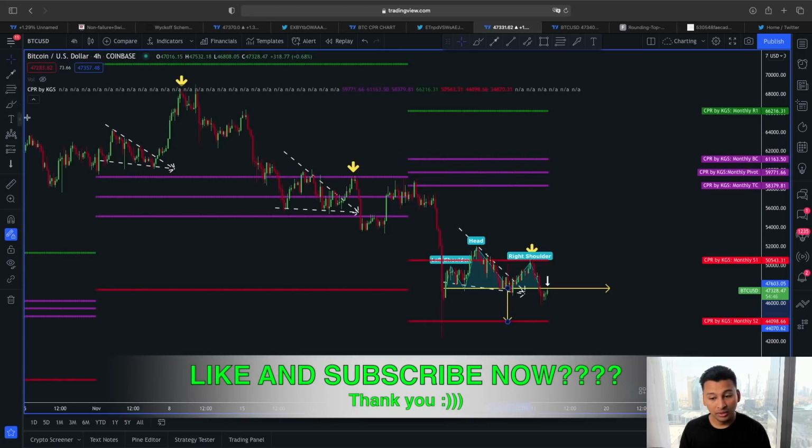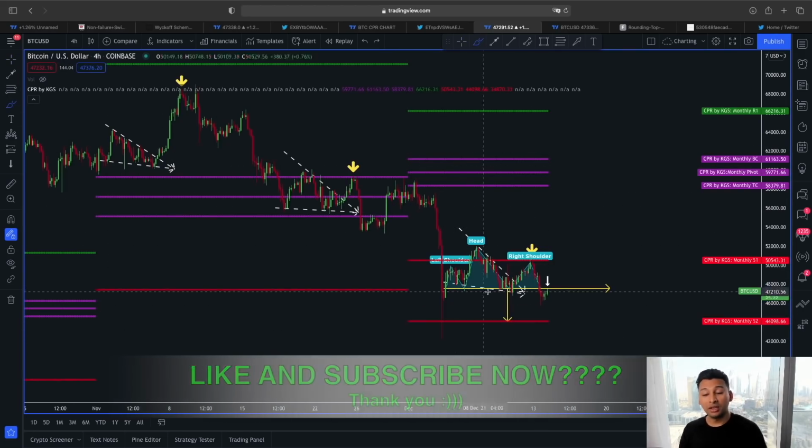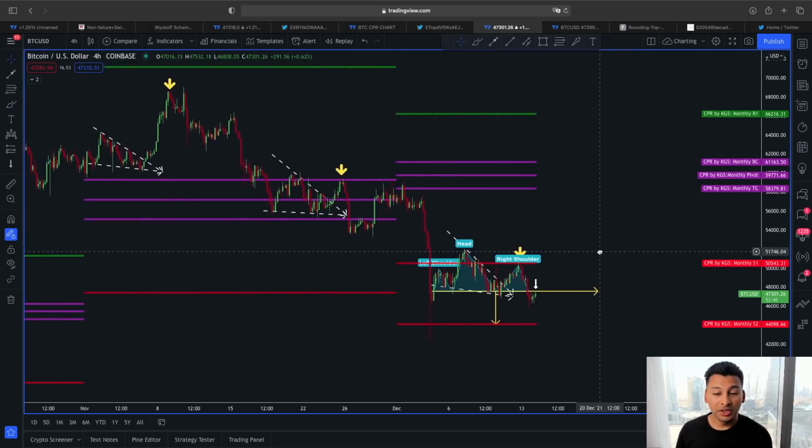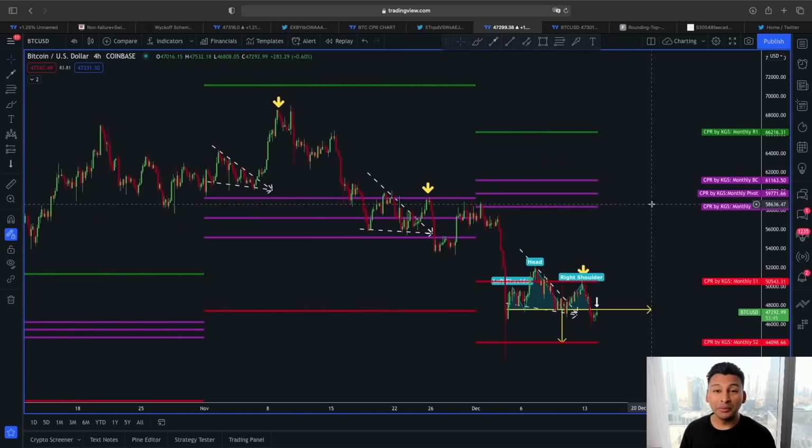So let me show you with the CPI line. You can see this 44,000 is where we could be getting gravitated if the price of Bitcoin fails to continue this rally as a bump and run reversal pattern, and also this head and shoulder formation. So guys, these are some of the interesting scenarios I wanted to share with you in today's episode.